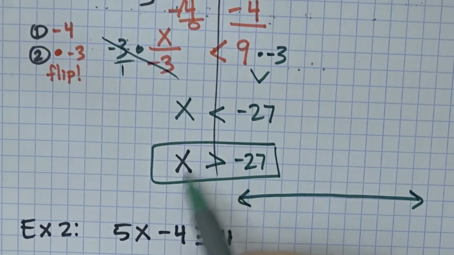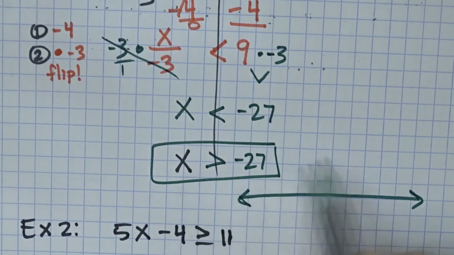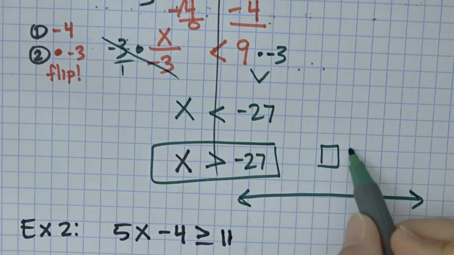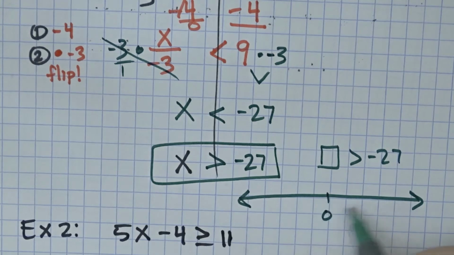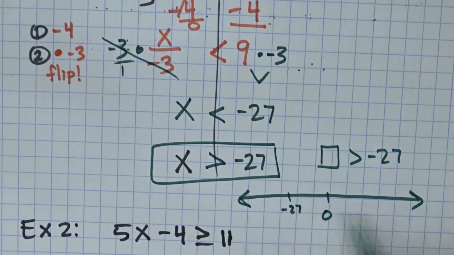So, to graph this, we want to know where are all the x's that make this true. So I like to think of this as filling in the blank. Think of a number that's greater than negative 27. Here's negative 27. Positive 27 is bigger than negative 27, and positive 27 is on this side. So I know that I'm going to shade everything to the right.